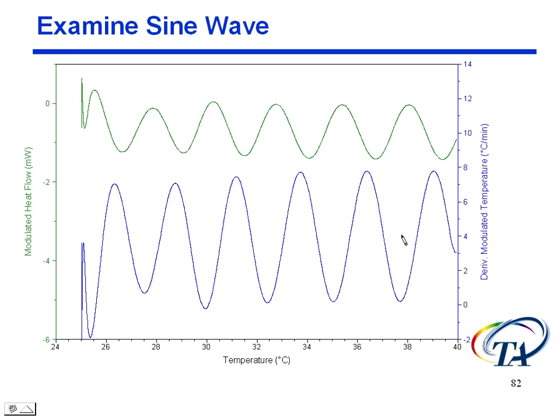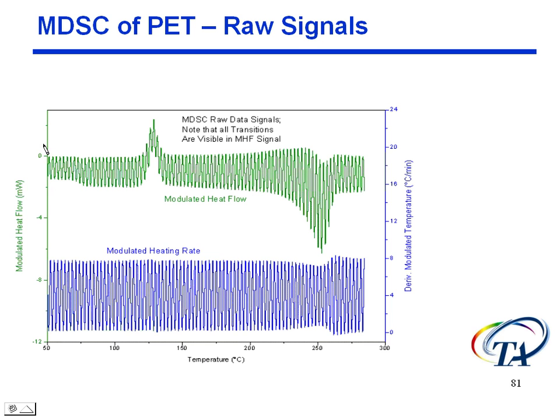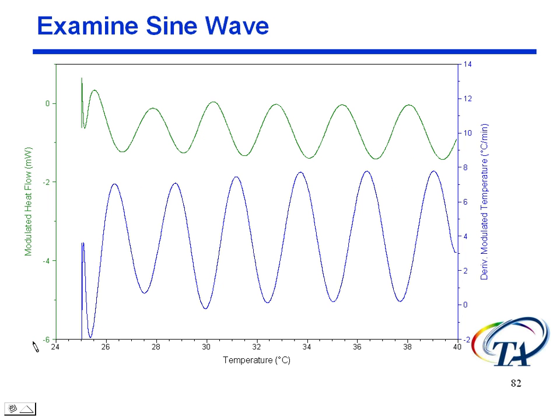One of the things I like to do is examine the sine wave. Let me go back for a second. If you take a look at just blowing up, say, the first couple minutes of the run, the first 5-10 degrees or something. Okay, here I did about 15 degrees. What I'm looking at is the modulated heating rate and the modulated heat flow. I'm looking to see that I'm getting a nice sinusoidal wave.